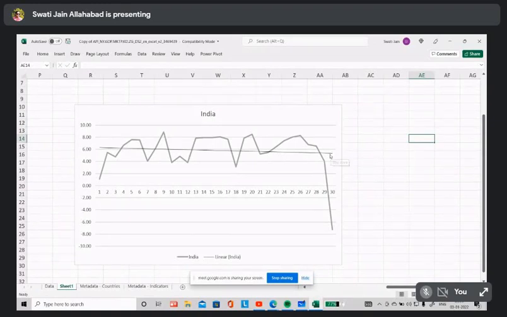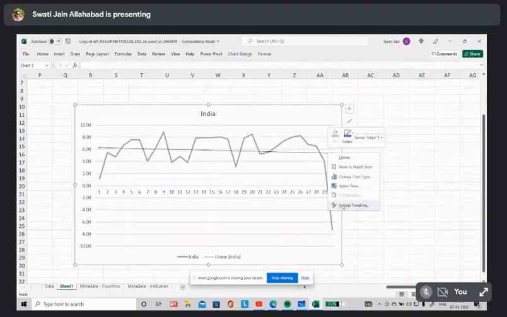So you can see that there is slightly a slowdown. As compared to 1991, you can see that the line is showing a downward trend. Okay. So now if you see, okay.